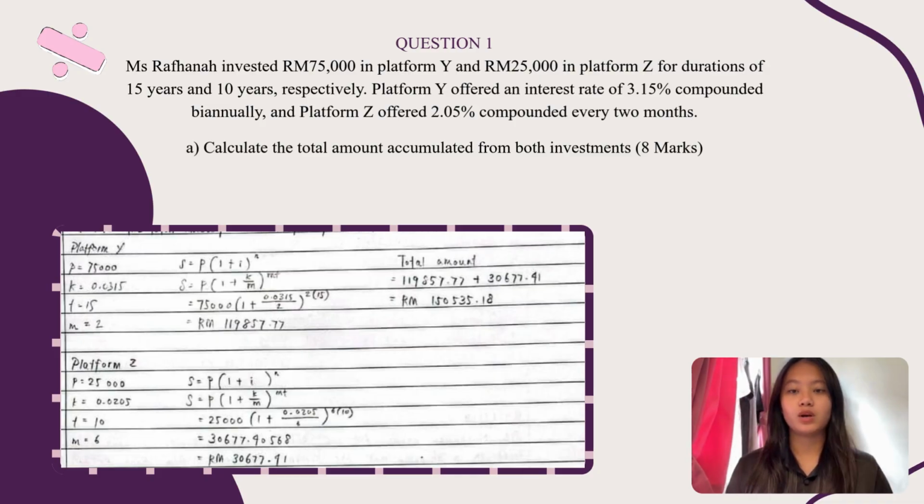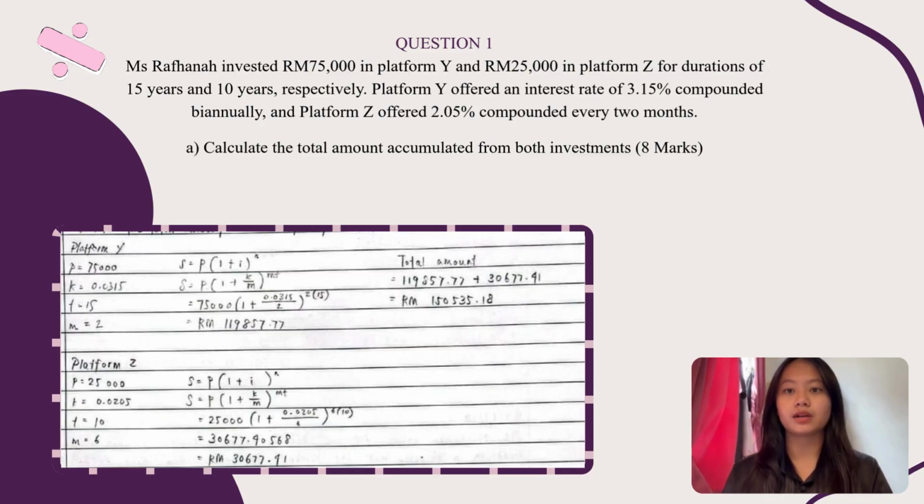Next is platform Z. We first list out all the information given, whereby principal equal to 25,000 ringgit Malaysia, K equal to 0.0205, T equal to 10 years, and M equal to 6. Substitute into the formula, which states S equal to 25,000 bracket 1 plus 0.0205 over 6 to the power of 6 multiplied with 10 years, which calculates to 30,677 ringgit and 41 cents.